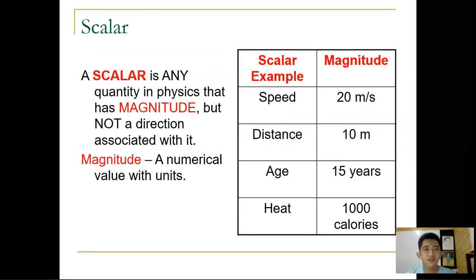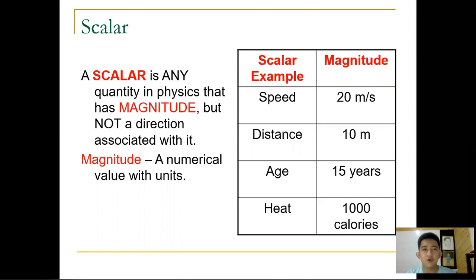A scalar is a quantity in physics that has magnitude, but not a direction associated with it. Magnitude means a numerical value with units. A scalar is a physical quantity that describes physical phenomena without any direction. An example of a scalar quantity is a speed with a magnitude of 20 in a unit of meters per second.